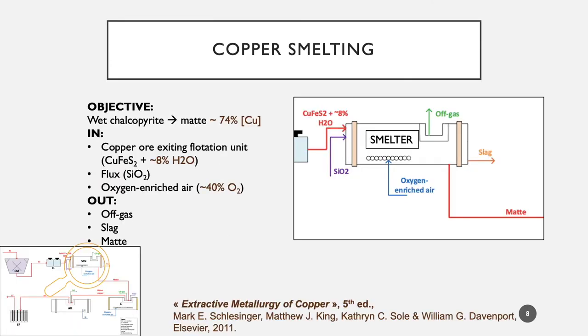First, for the copper smelting, what goes into our smelter is our copper ore that's exiting the flotation unit, so chalcopyrite plus around 8% of water, our flux, which is silica in this case, oxygen-enriched air, and what comes out is our off-gas, our slag, and our matte phase. All the percentages were found in Schlesinger's Extractive Metallurgy of Copper.